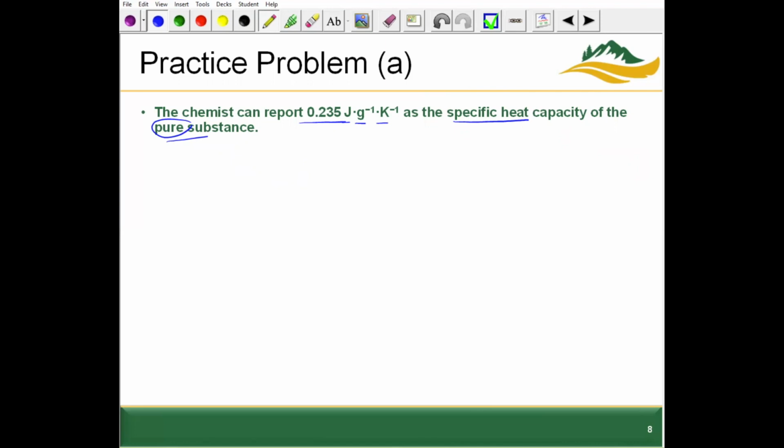As a reminder here for those negative exponents, 0.235 joule, gram negative 1, Kelvin negative 1. Remember, this negative 1 just means that it's in the reciprocal, right? So 0.235 joules, this is really per gram Kelvin. You can also denote these as a negative 1 exponent, so then these are all in line.